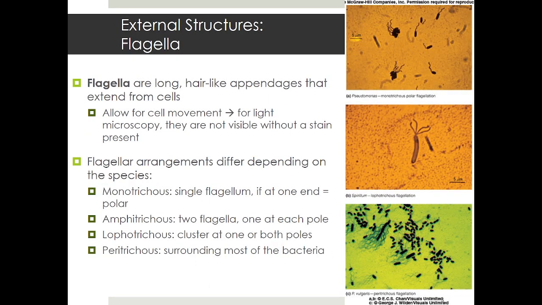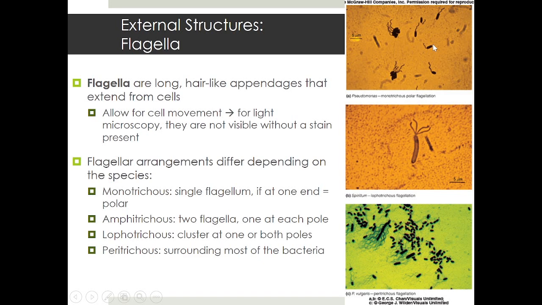Flagella are long hair-like appendages that extend from cells and also allow motility. These can spin, they can whip, they can do a variety of different motions, but essentially they propel bacteria in a specific direction intentionally. They're very difficult to see in light microscopy unless they are stained. And flagella come in all different types of arrangements. You can have monotrichous bacteria that have a single flagellum at a single pole. So some examples of those are right up here.